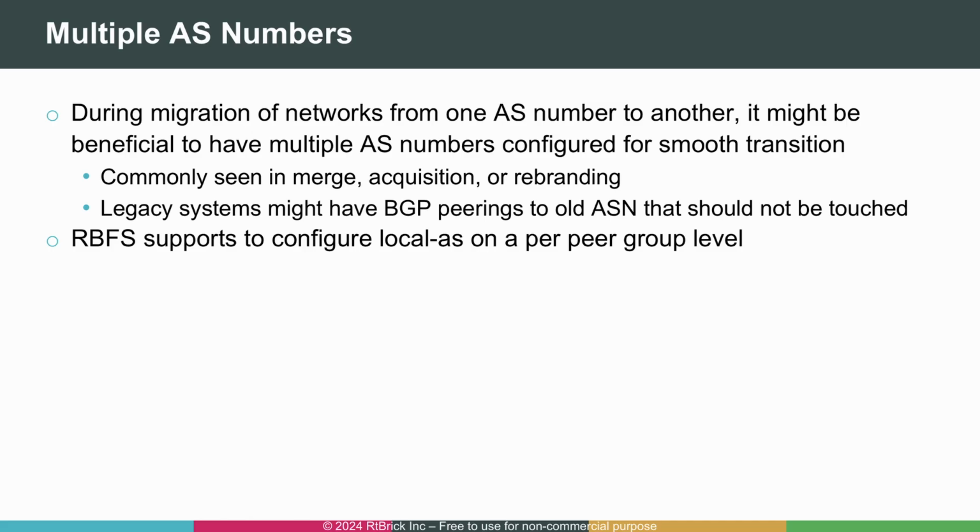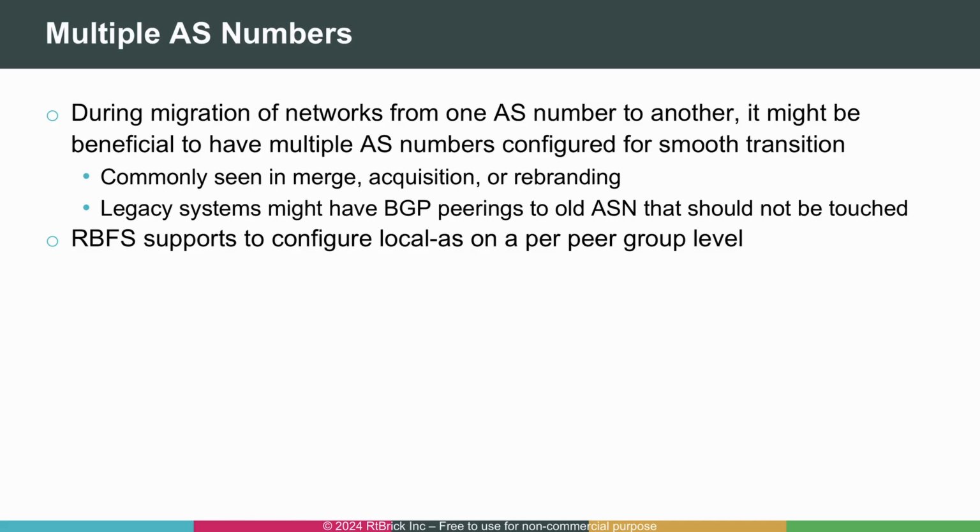With BGP, you typically configure your local autonomous system number globally, and the AS number of each BGP peer within its respective peer group. But in some cases, it's helpful to use multiple AS numbers on a BGP speaker. This is common when migrating networks from one AS to another, merging multiple autonomous systems into one, handling acquisitions, or even rebranding. It's especially useful when legacy routers are involved, where old AS numbers shouldn't be touched.